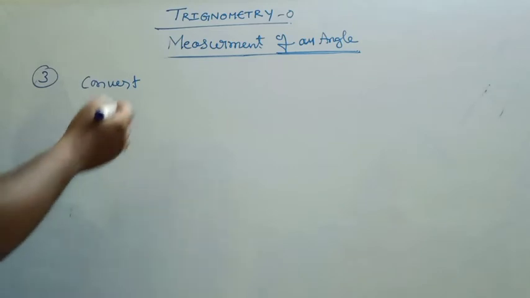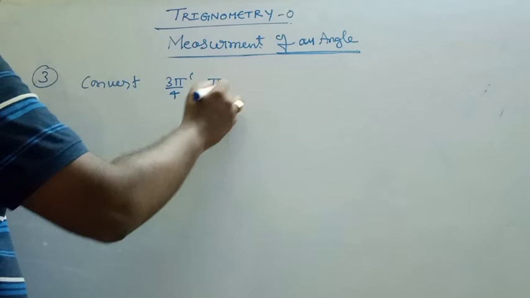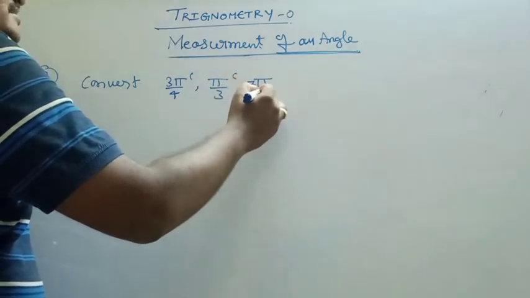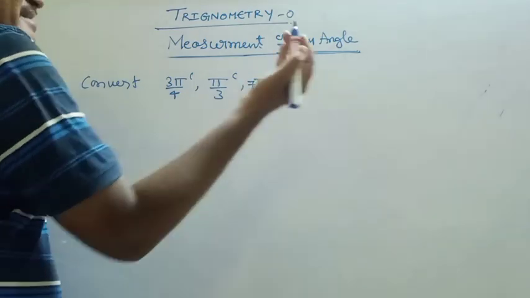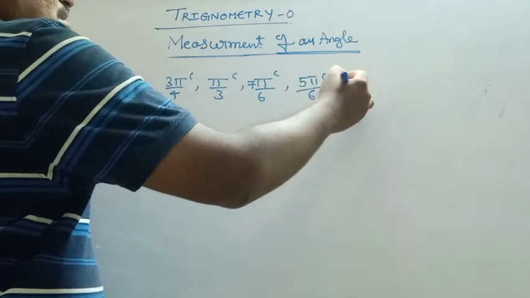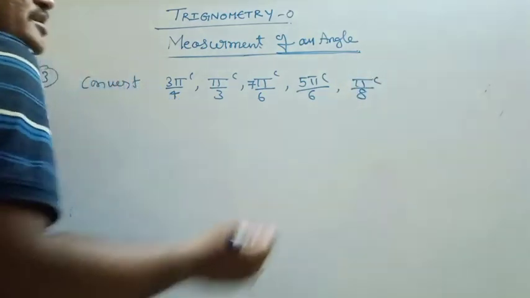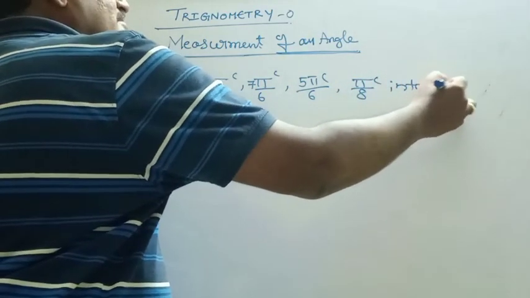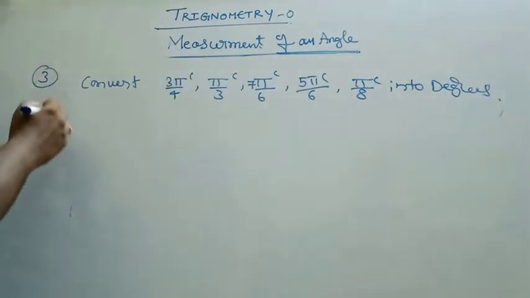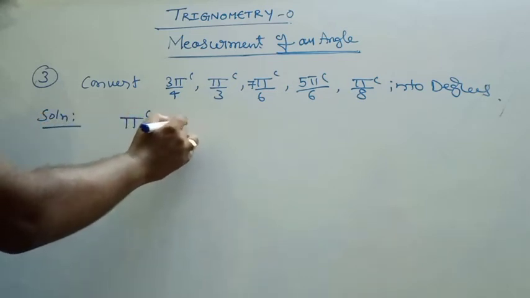we have 3 pi by 4 radians, pi by 3 radians, 7 pi by 6 radians, 5 pi by 6 radians, and pi by 8 radians into degrees. How will we do this particular problem? Now you see, my dear students, I told you that pi radians is equal to 180 degrees.